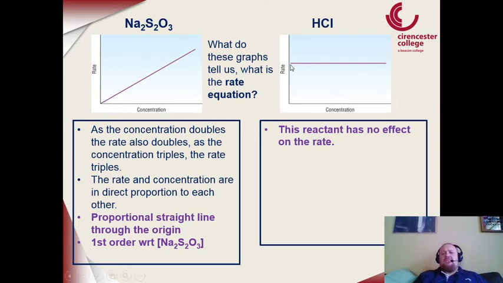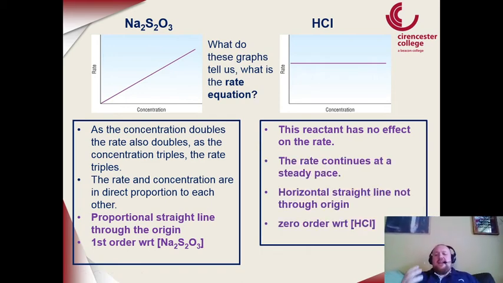We can also see very easily that the concentration of HCl has no effect on the rate. It has to be there. We have to have some HCl for the reaction to happen. But the rate determining step, the slow step, does not involve the hydrochloric acid, so therefore its concentration does not change the rate.